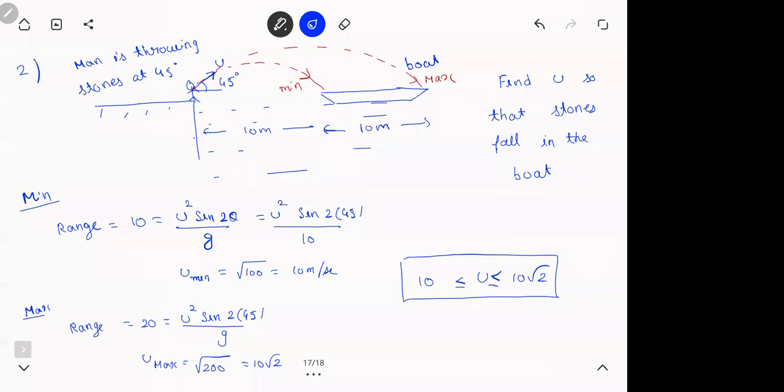So there is a minimum and a maximum. In the exam, if they give you something like this, which of the following speeds will make sure the stone falls in the boat, and they give you options like 6, 8, 11, 15. Now what happens here? People won't understand. Most people will do either 10 or 10 root 2. But the catch is that anything between 10 and 10 root 2 is the answer. 6 is gone, 8 is gone, 15 is gone. 10 root 2 is almost 14, so anything between 10 and 14 is the answer. You have to be careful with that, right?